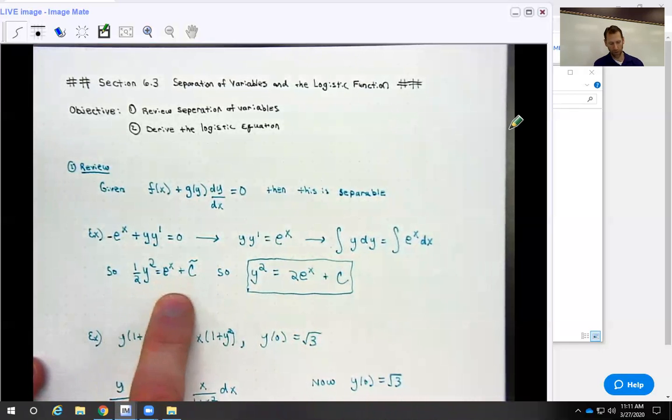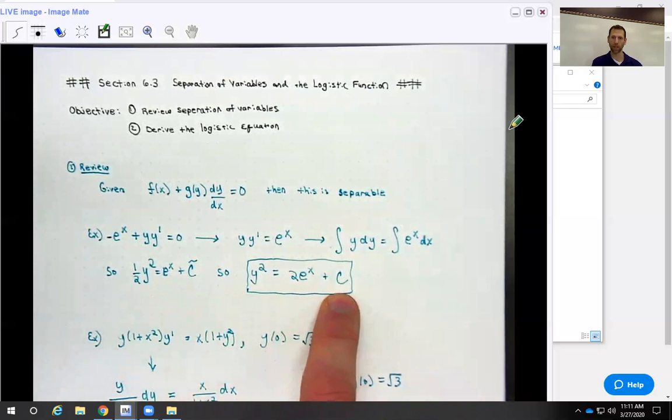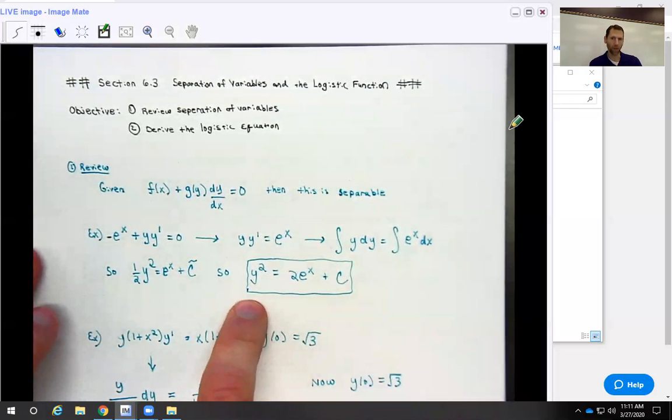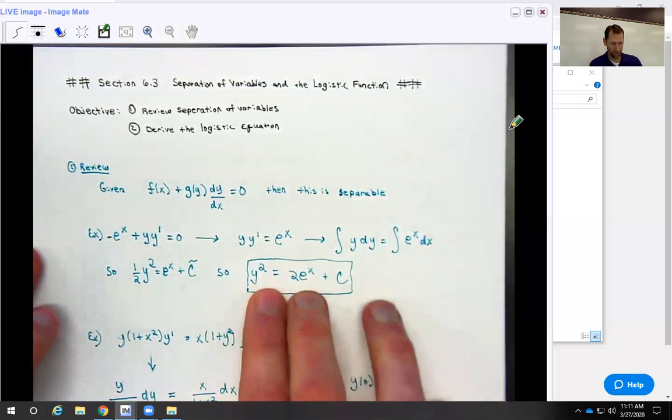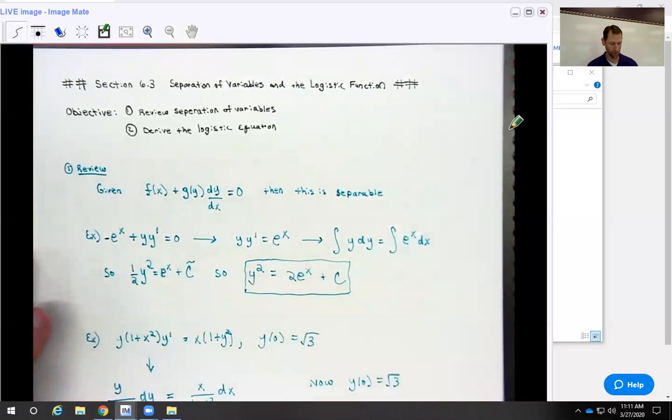And if I multiply both sides by 2, I would have 2e to the x plus some arbitrary constant. I'm just absorbing that 2. It's a constant trick. And so I have an implicit equation for y. This function, or say this equation, satisfies this differential equation.